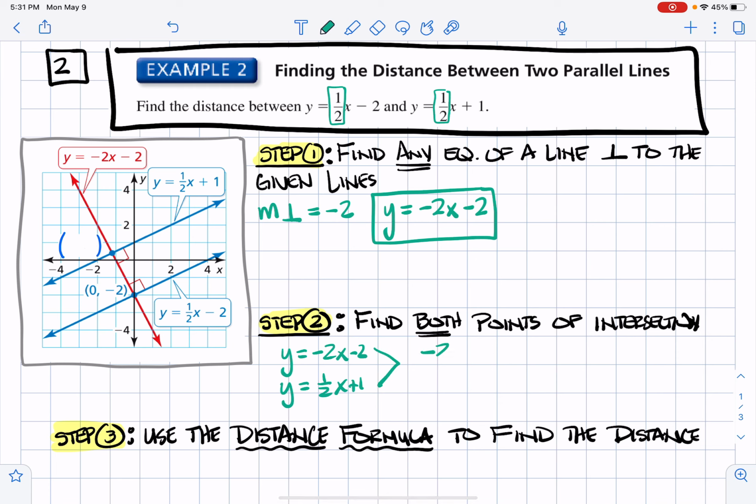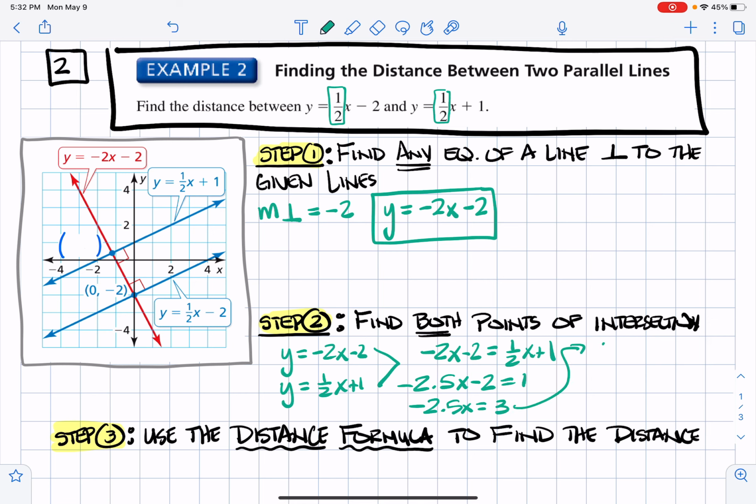So I'm going to set -2x minus 2 equal to 1/2 x plus 1. I'm going to solve this for x, so I am going to subtract 1/2 from both sides. So -2 minus 1/2 is -2.5x, minus 2 is equal to 1. So -2.5x is now equal to 3.